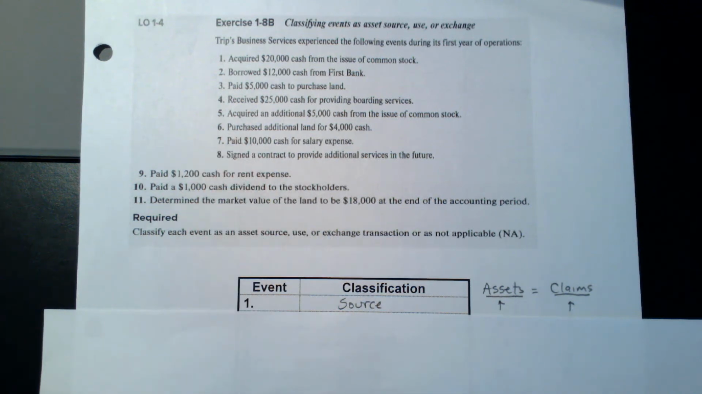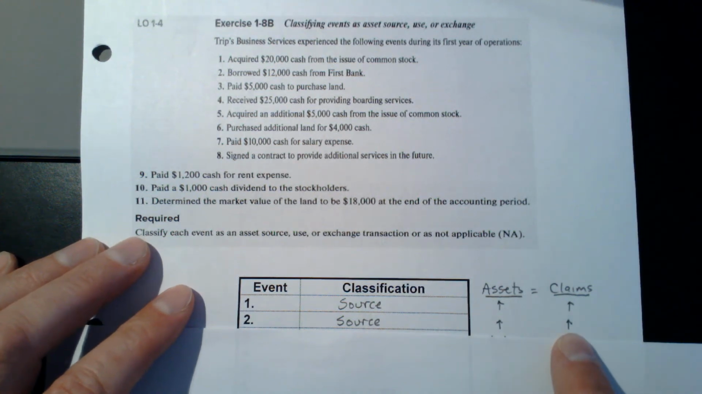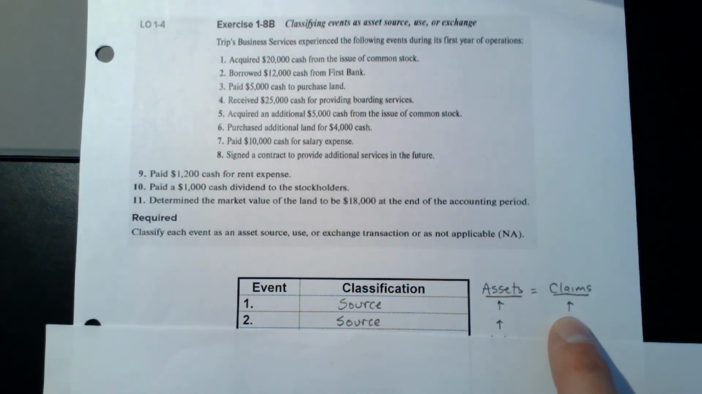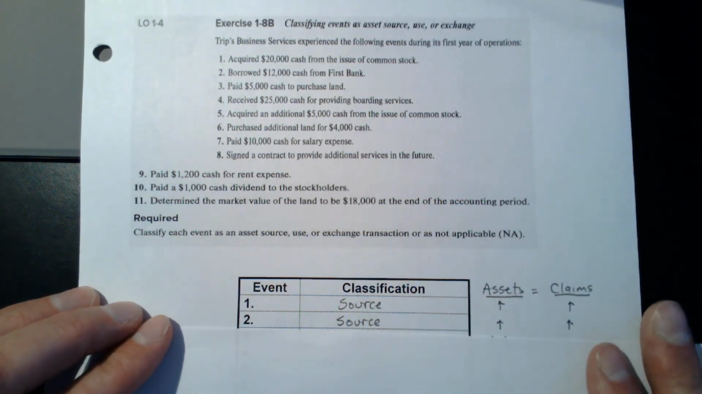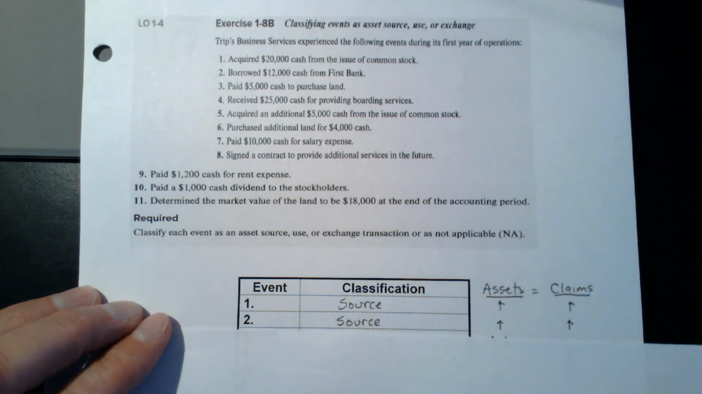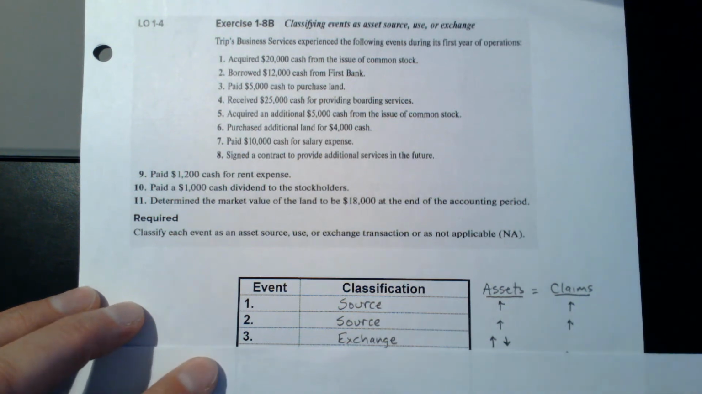The next one, we borrowed 12,000 cash from First Bank. That's exactly the same. It's an asset source transaction. It's a source of assets coming into the company. Assets go up and claims go up. In the first case, it's a claim by the owners of the company. In the second case, it's a claim by a creditor. It's a liability. Next, we paid 5,000 cash to purchase land. That's an asset exchange transaction because I have one asset going up and another asset going down. So land goes up and cash goes down in that case.